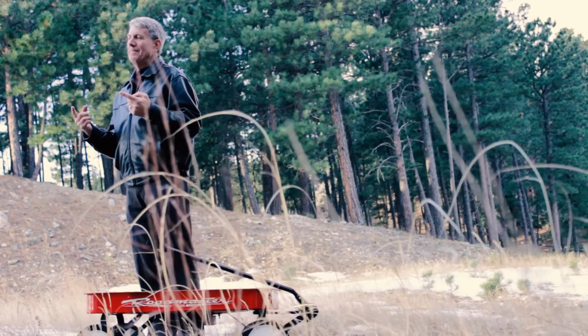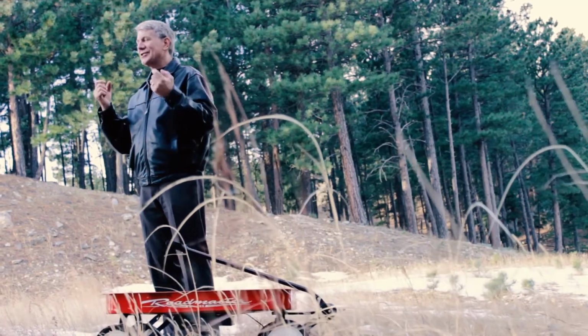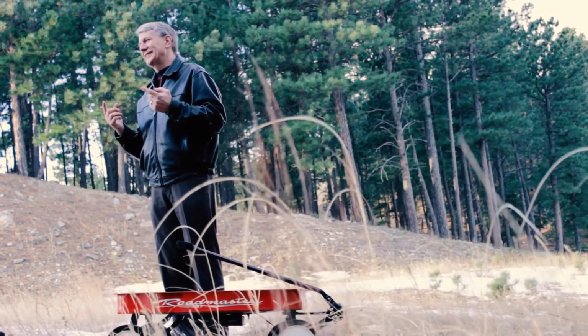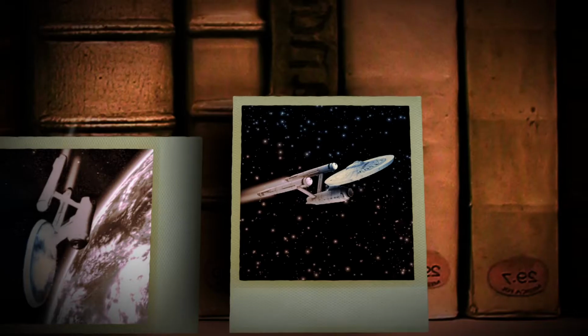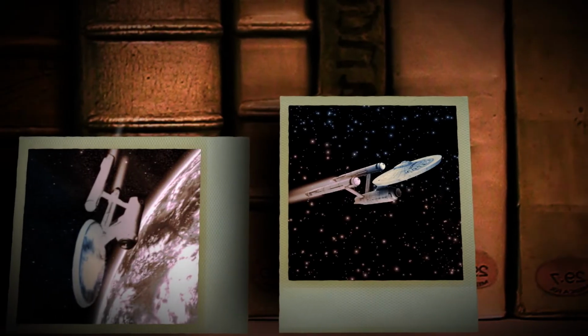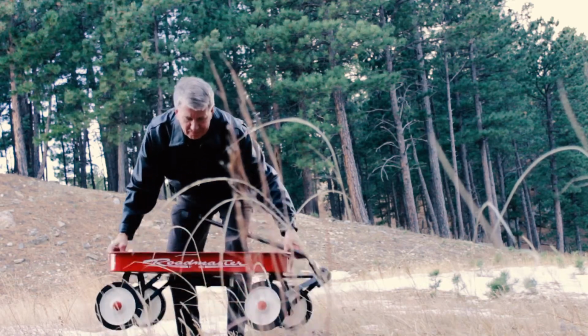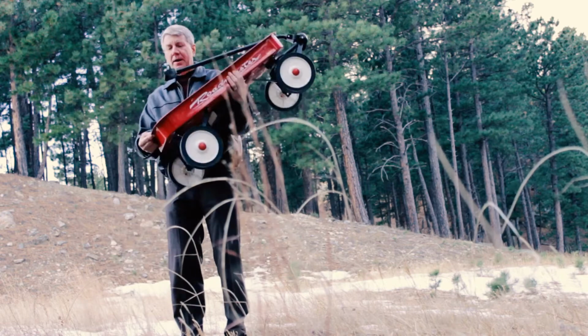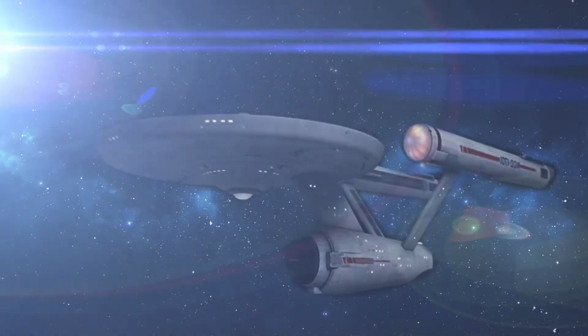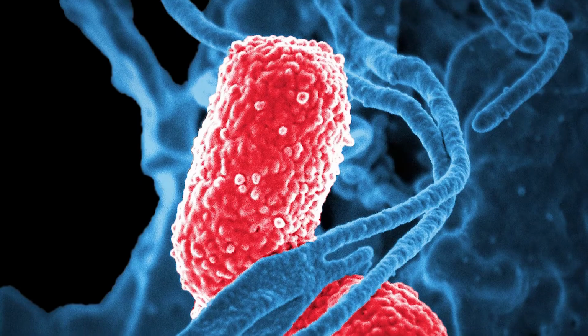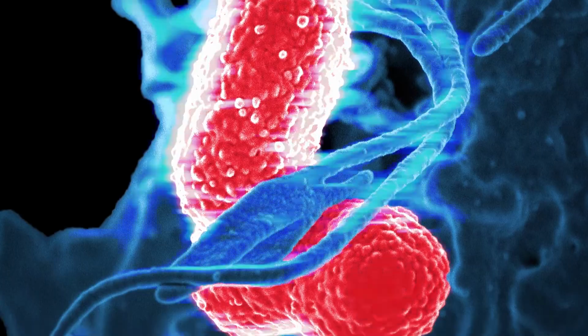Because you see, I grew up in the 1960s, and Star Trek ruled in the 60s. And what I really wanted to ride in was the Starship Enterprise. Now, I brought my little red wagon for illustrations. You see, the difference between my little red wagon and the Starship Enterprise is like the difference between a single-celled bacteria and the human body.